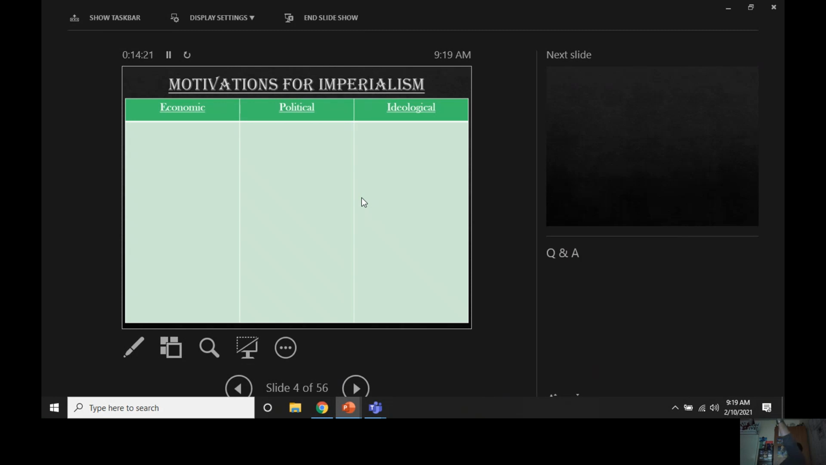Okay, raw materials. Perfect answer. Fantastic. We talked about that when we did our Industrial Revolution PowerPoint and all that. These industrialized nations, we'll just use the British as an example because they were the biggest one. They've got these factories and they're producing all these goods. Well, they need raw materials. They need access to raw materials.